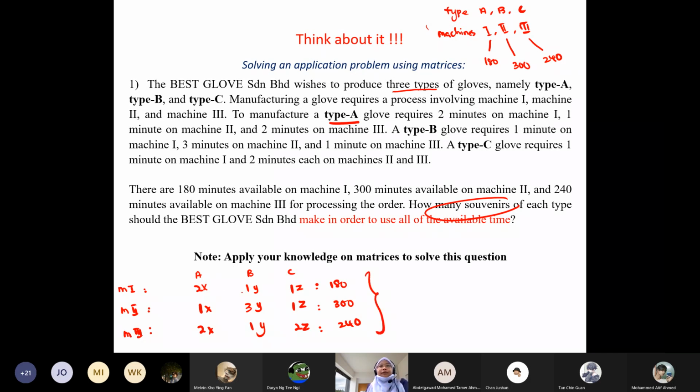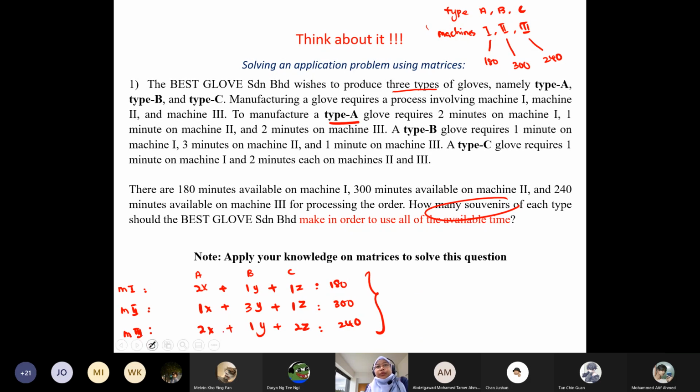Okay, so we have 2x plus... For machine 1, machine 2, we have 1 minute to produce glove type A, 3 minutes to produce glove type B, and 1 minute to produce type C. And for machine 3, we have 2 minutes to produce type A, 1 minute to produce type B, and 2 minutes to produce type C.